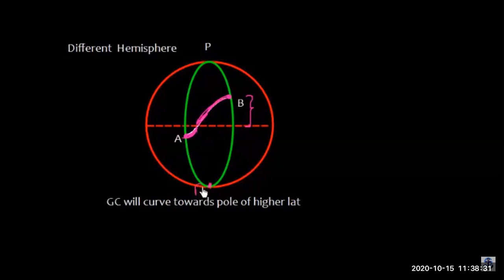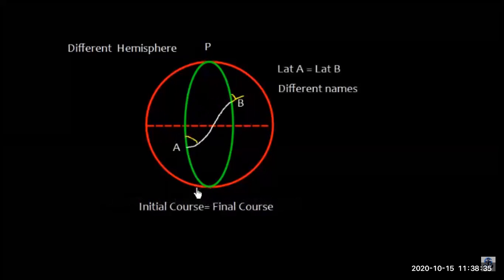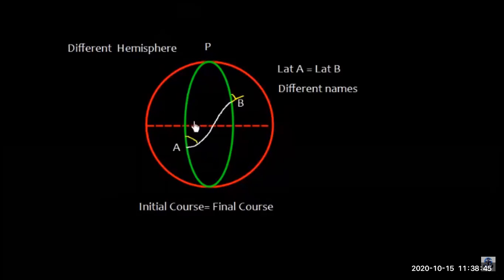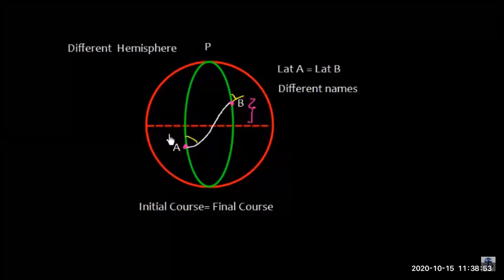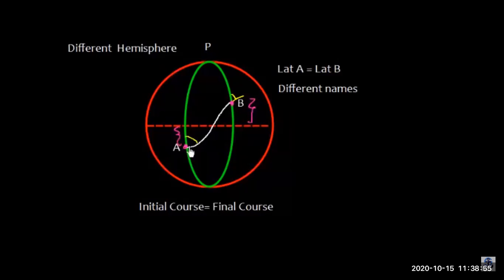Towards the South Pole from A to the equator. So this is how you'll make diagrams and then measure the angles. Same example for measuring the angles: A is in the southern hemisphere, B is in the northern hemisphere. So the initial course is the angle A and the final course is angle B.